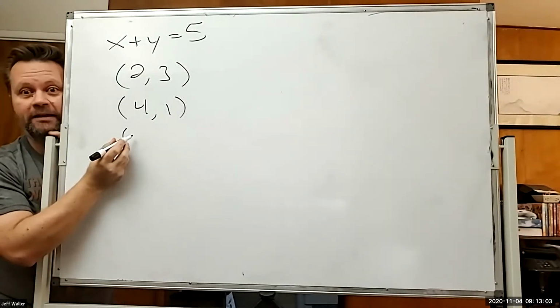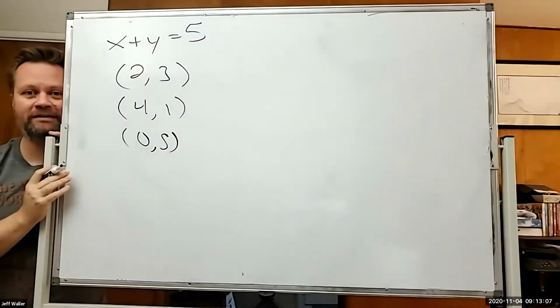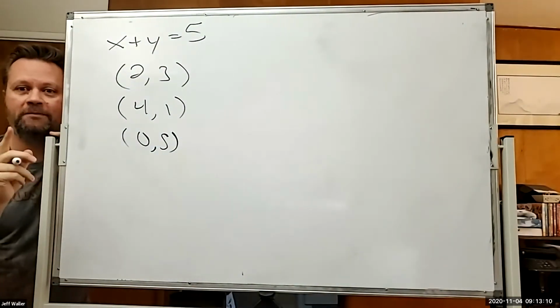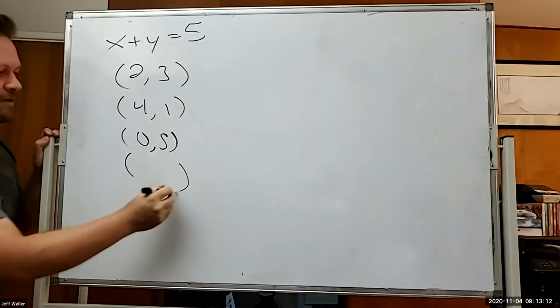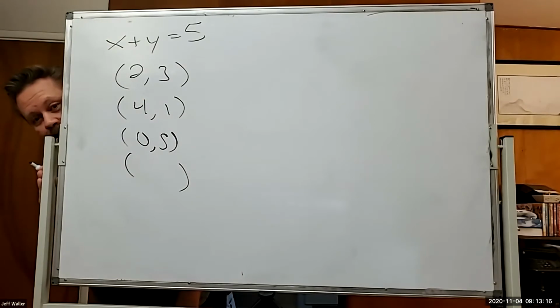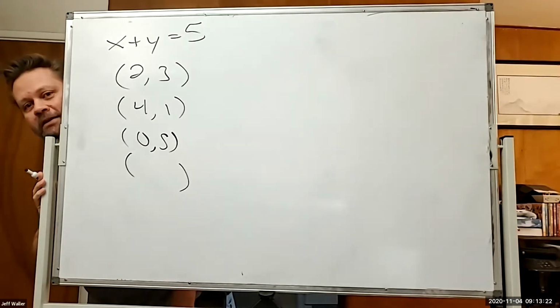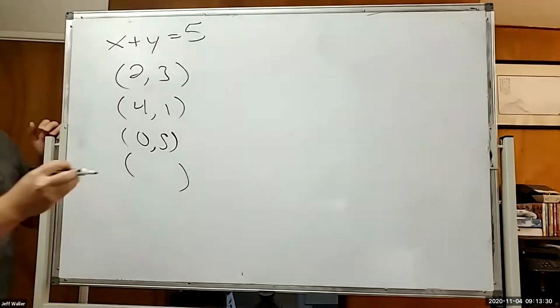0 and 5? Yes. Now's your time to shine, people. Give me another one. One more. Somebody else. Somebody else? Anybody? Is anybody else there? Is that all the people that are actually there? How about 3, 2? Switch it.